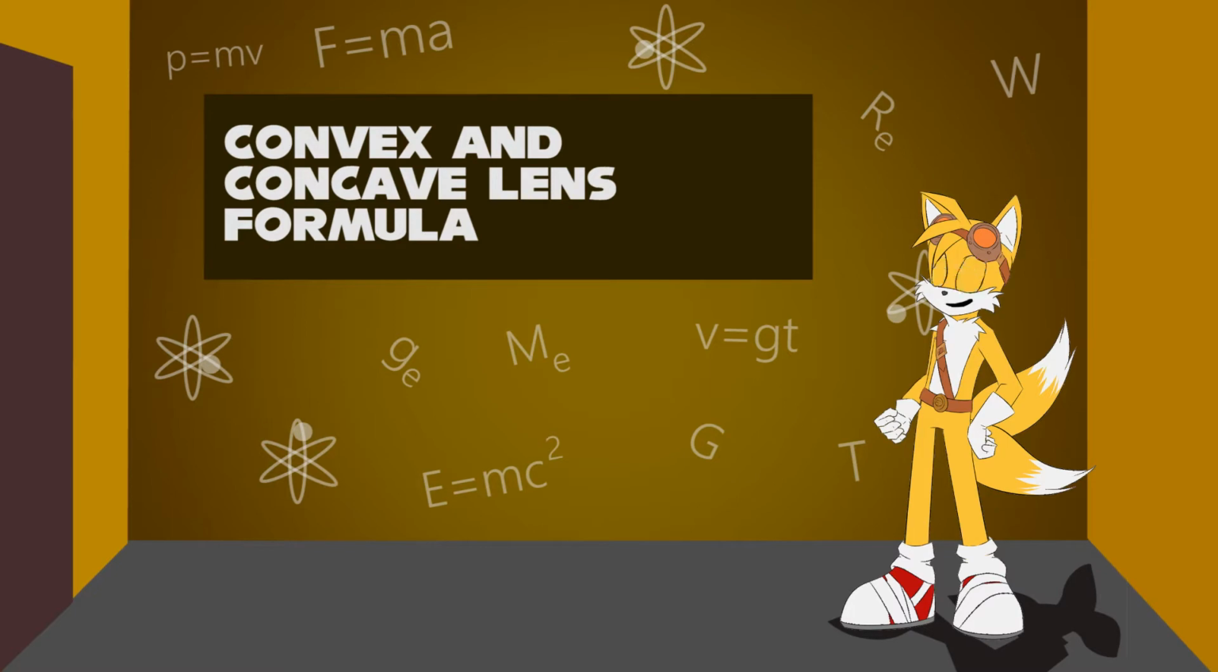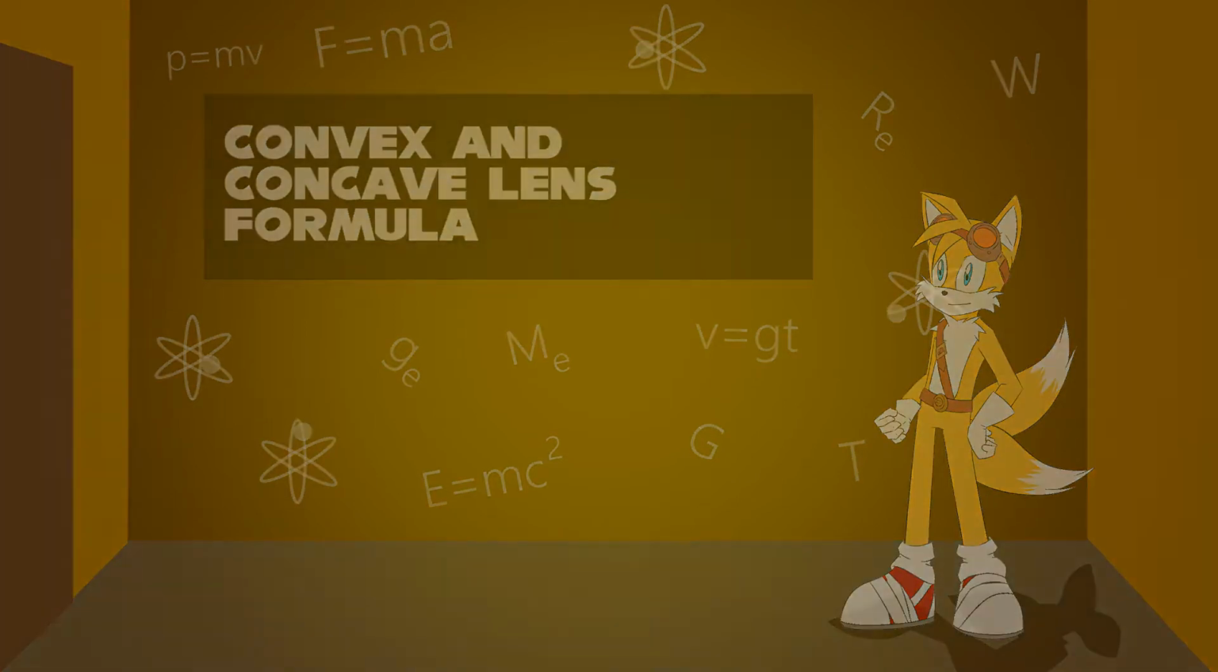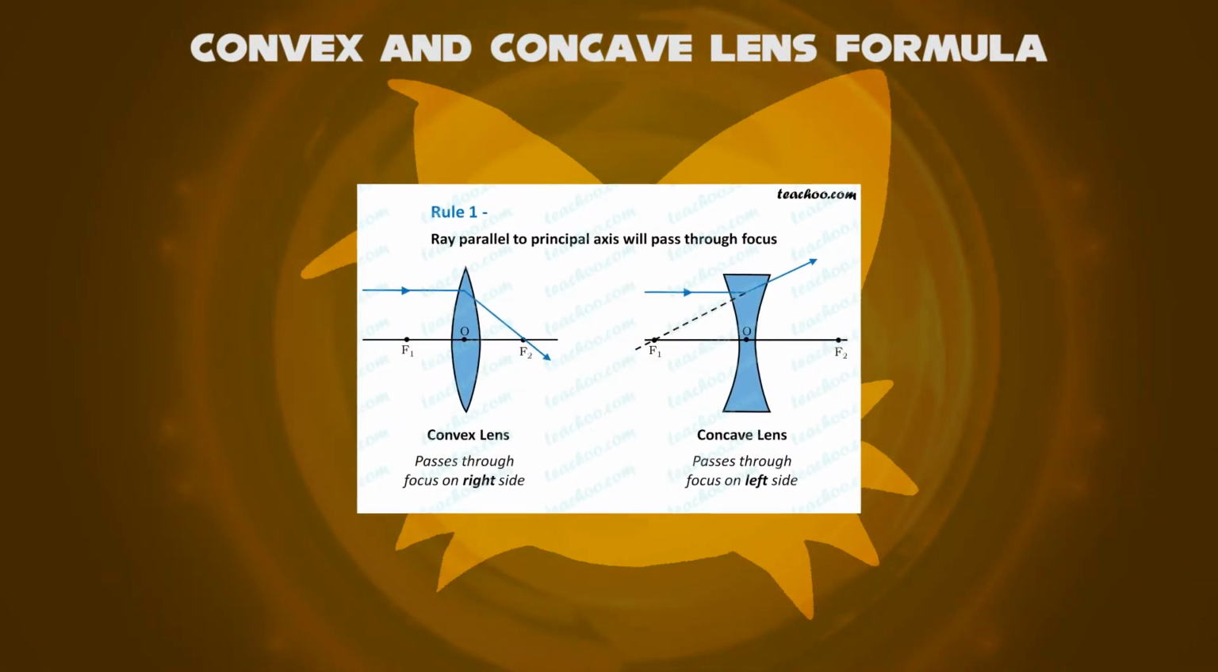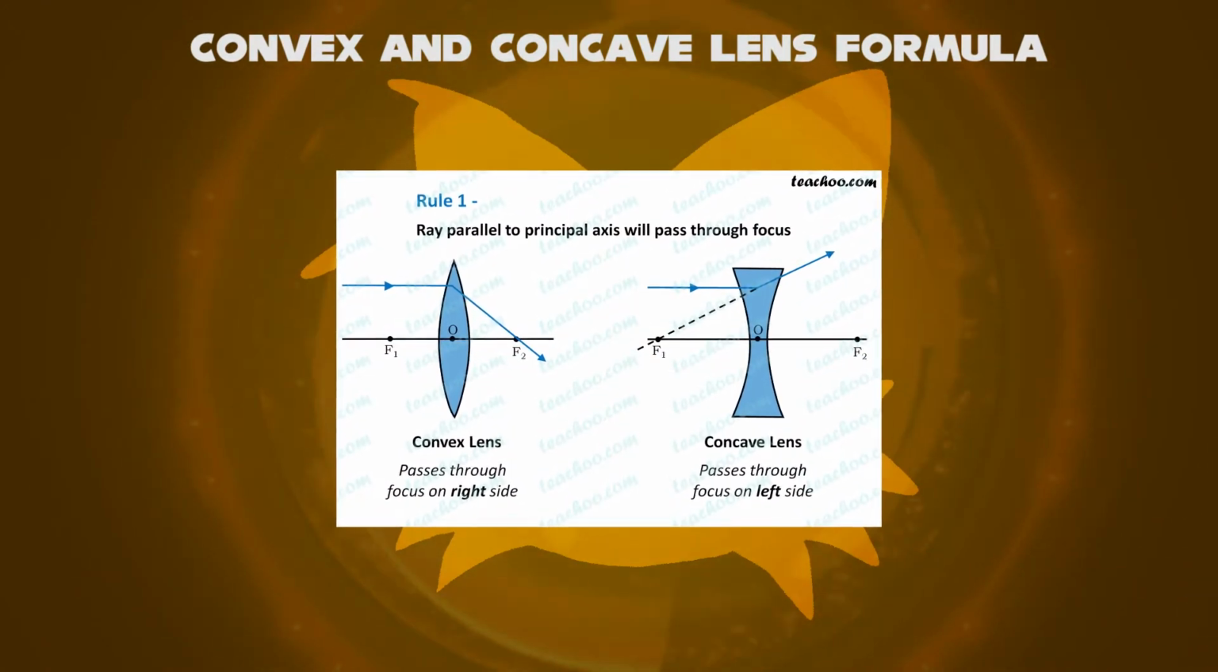We will learn about convex and concave lens formula. As before, we have learnt about the mirrors. We will go ahead with the lens. Typically it's made of glass material.